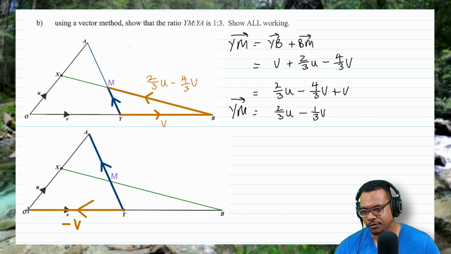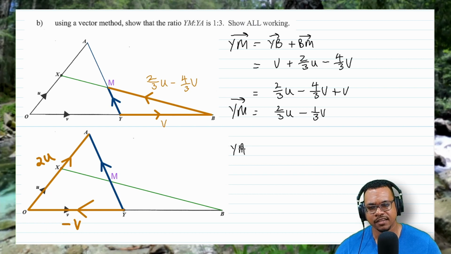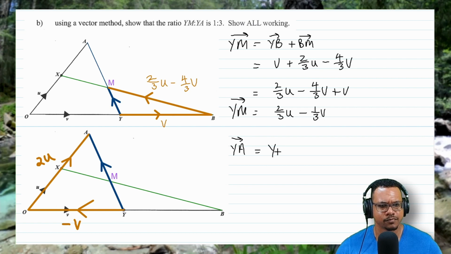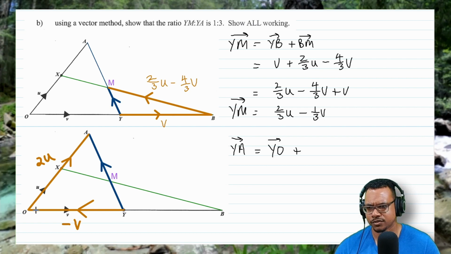And then for my next vector, I need to go from O to A, which is 2 times u. And the arrow will go like this. So you can see that this is my resultant vector. The tail of this vector connected to the tail of my resultant. The head of this vector connected to the head of my resultant. So that's negative v plus 2u, because from O to X is u, from X to A is another u, so the whole thing is 2u. So I'm going to have Y to A is equal to Y to O plus O to A.